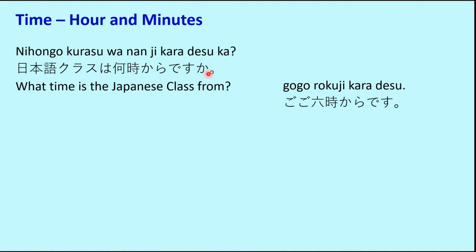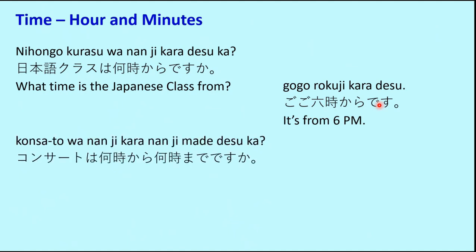Gogo rokuji kara desu. Gogo means it is PM, in the evening. Rokuji means 6 o'clock. Kara desu, it's from 6 p.m. What time is the Japanese class from? It's from 6 p.m. Nihongo kurasu wa nanji kara desu ka? Gogo rokuji kara desu.